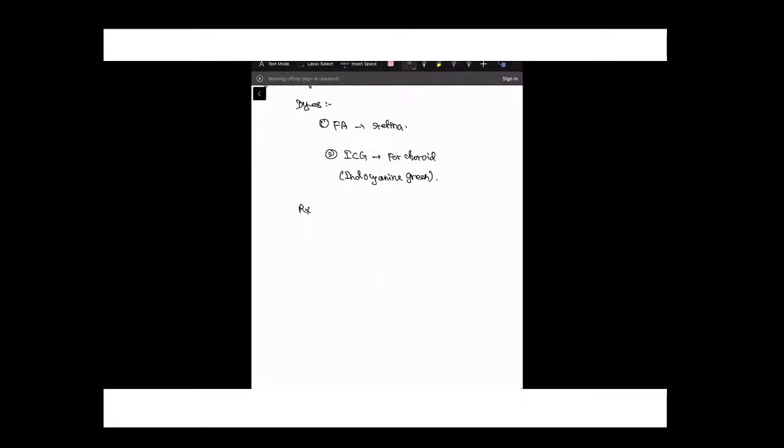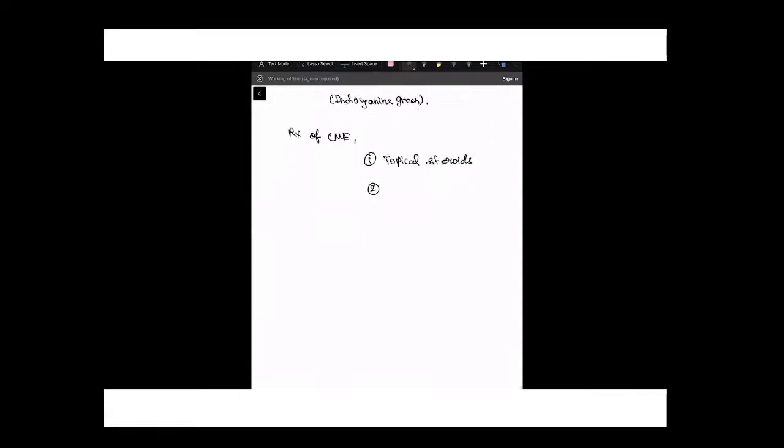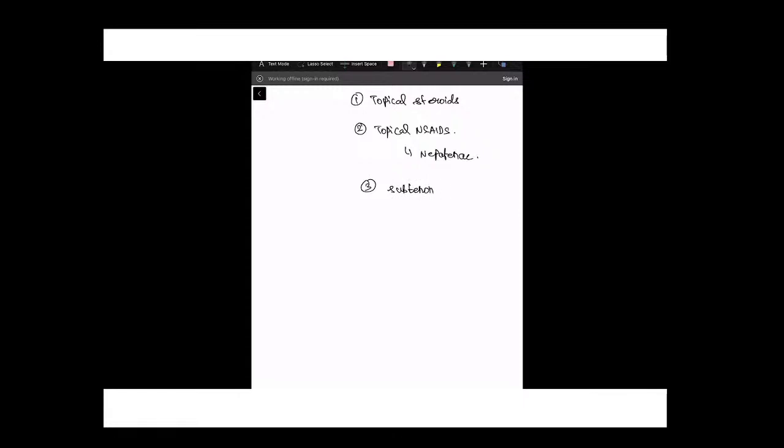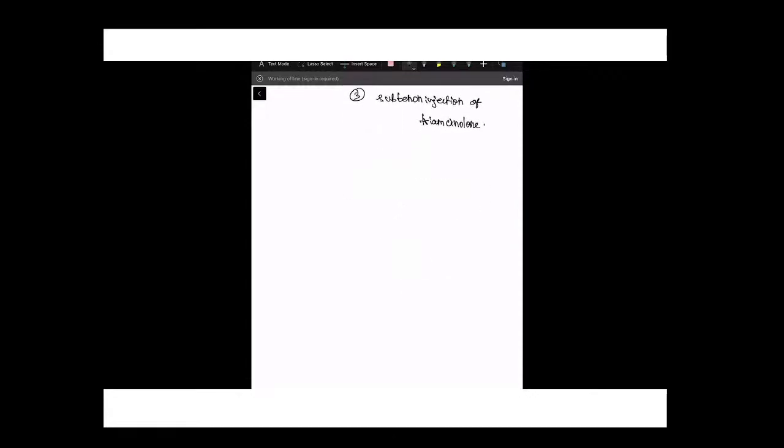The treatment of cystoid macular edema is going to be topical steroids, topical NSAIDs like nepafenac, and steroids like triamcinolone used as a subtenon injection. So this is CME.